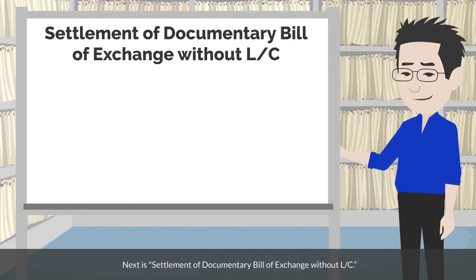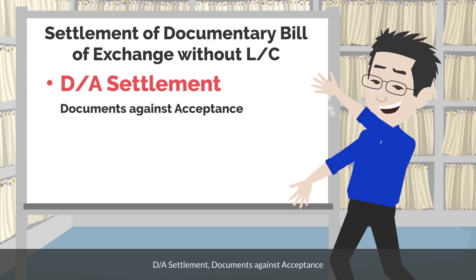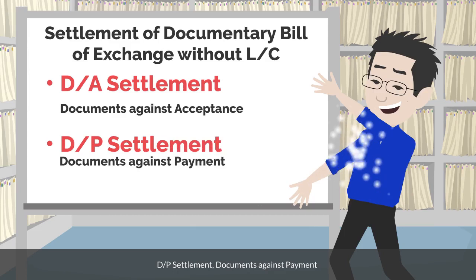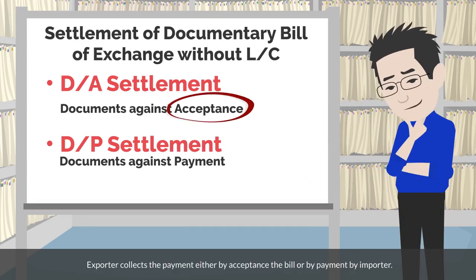Next is settlement of documentary bill of exchange without LC. There are two types of settlement methods as follows. DA settlement, documents against acceptance. DP settlement, documents against payment. Exporter collects the payment either by acceptance of the bill, or by payment by importer.